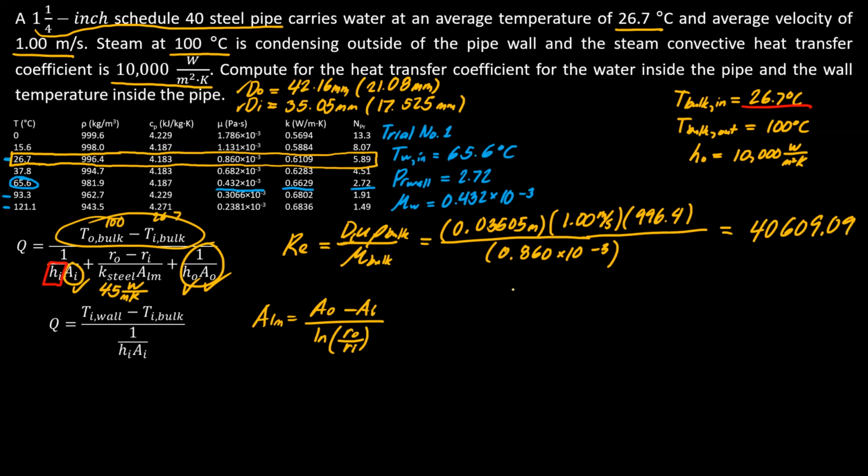So we already have a Reynolds number. Our Prandtl number is 5.89. So we can now find an empirical equation for the Nusselt number that allows for this range of Reynolds number and Prandtl number. After that, we'll be able to get hi, right?